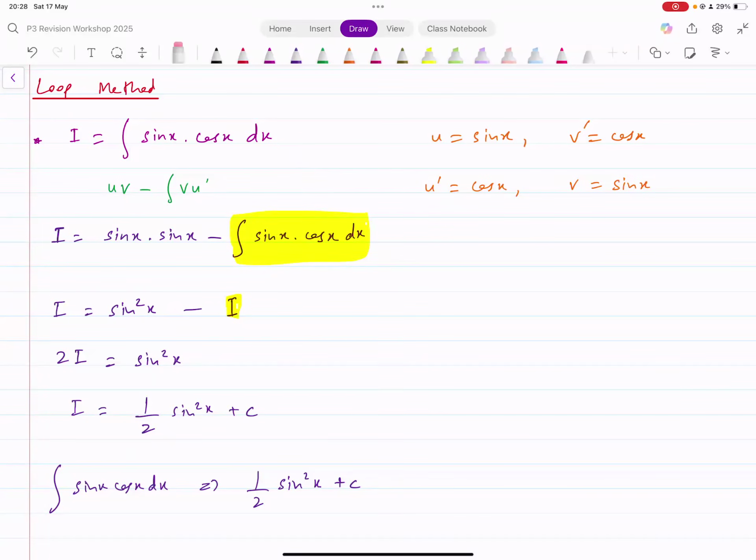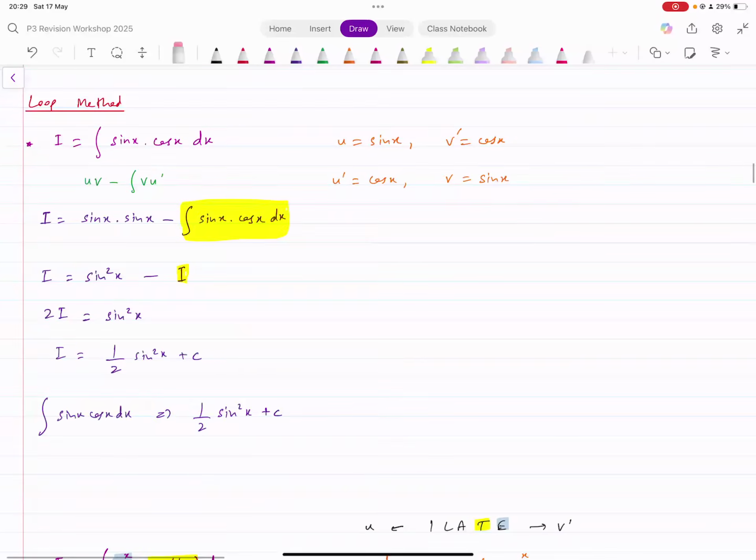In this case, you can make a loop like this. When you have this same thing again that you had initially, you can replace that with that expression, for instance, just that letter, call it I, and then just make I the subject, and that gives the result.